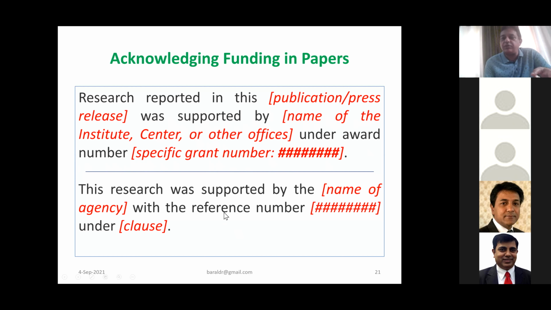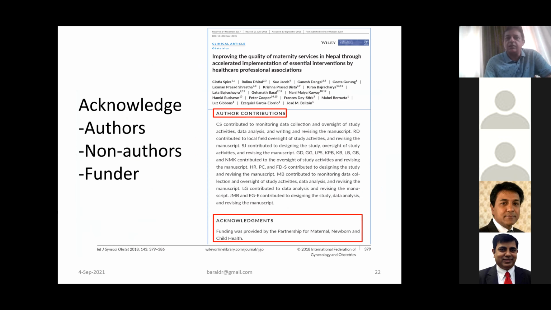Like this research is supported by, let's say, the University Grant Commission, UGC, with which reference number and under which clause, you can write that. So these are the things on how to write the acknowledgement section if it is a funded project or funded research. So you see author contribution, acknowledgement, you see author contribution is written there.